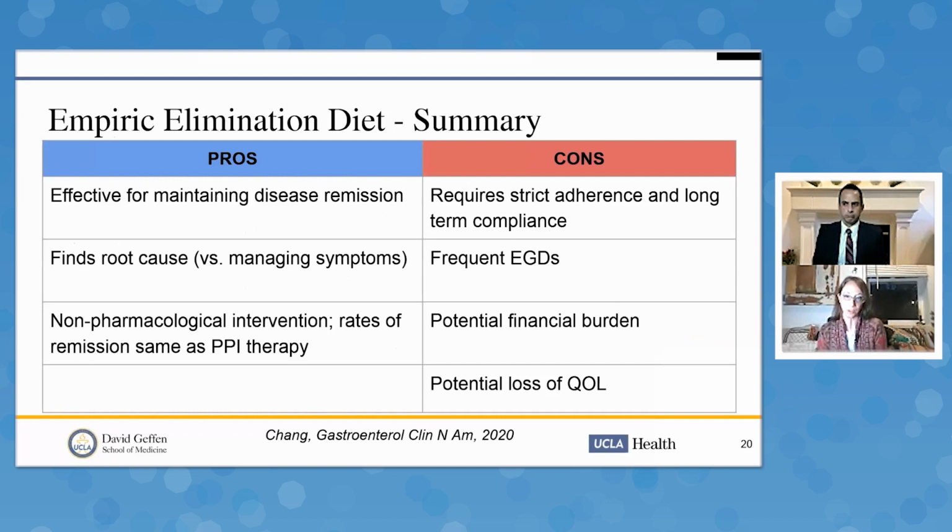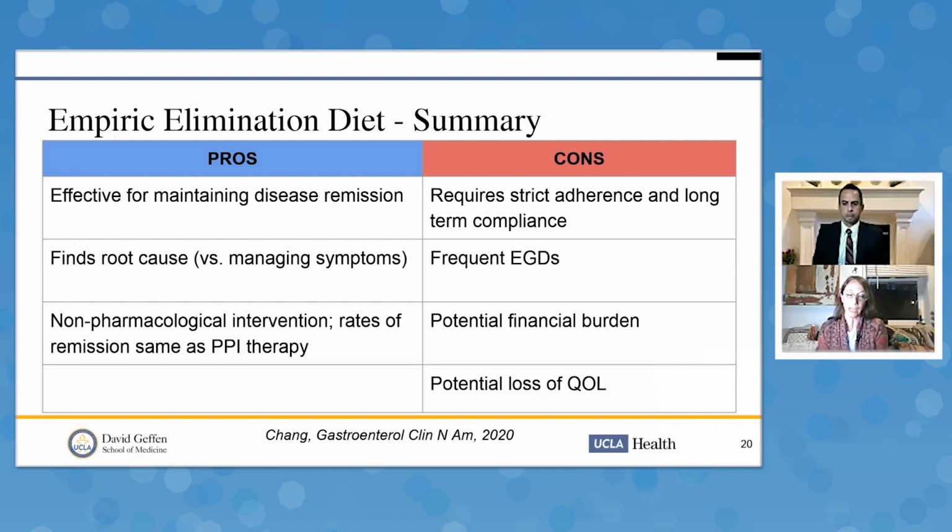It also gives us an intervention for patients who are not interested in medications. And we actually have rates that are as good as PPI therapy, if not better, for getting these patients into remission. But again, the cons we've talked about: they require strict adherence and long compliance. They require a lot of endoscopies in the beginning to figure out what the triggers are. There can be financial burden.